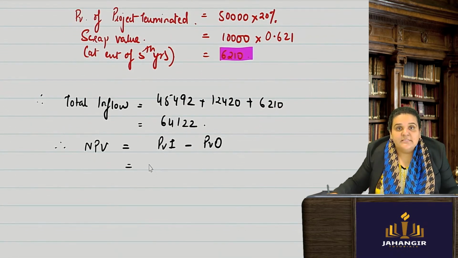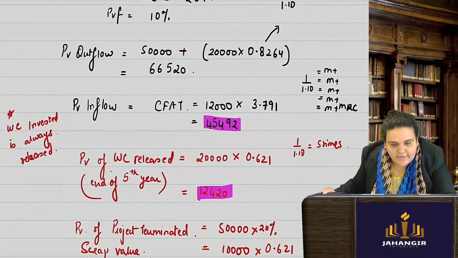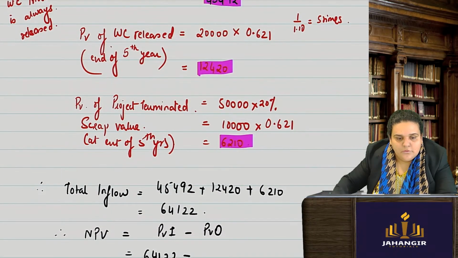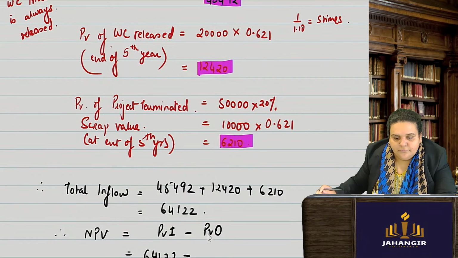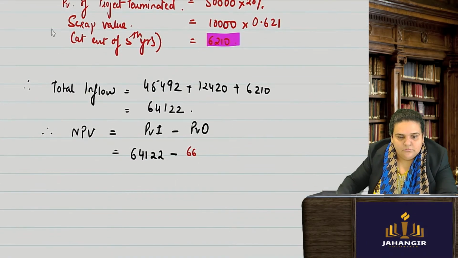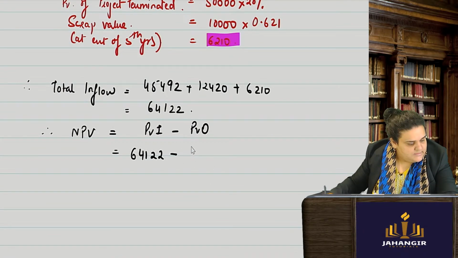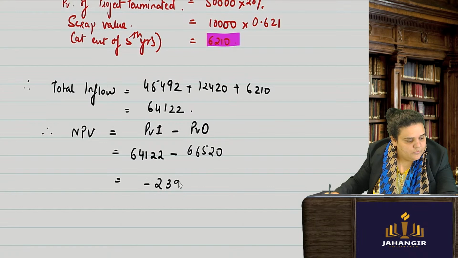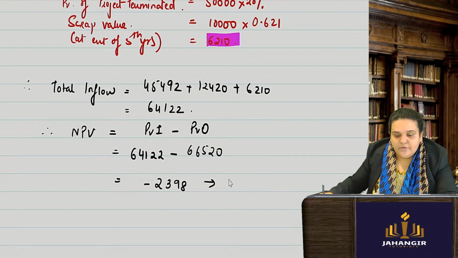Therefore, as per the net present value approach, it is PV inflow minus PV outflow. PV inflow is 64,122. PV outflow also I have calculated, 66,520. I am getting NPV negative, minus 2,398. So I am going to reject the project.